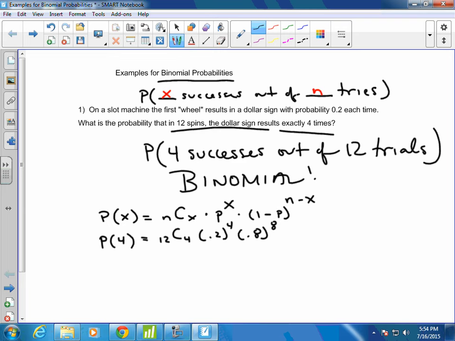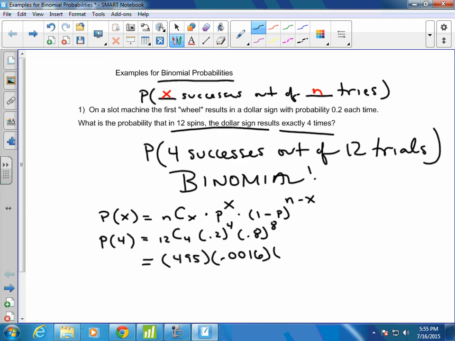Now you have to determine how you want to punch this up on your calculator. The TI-30X2 and a lot of them will be able to do this all in one row, so you can just put down the answer. Other calculators are a little more fussy, or if you tend to hit buttons wrong, you might want to do it step by step. If you do this step by step, 12C4 should be 495. Then 0.2 raised to the 4th power should be 0.0016. All right, 0.8 to the 8 is going to be a lot of digits.